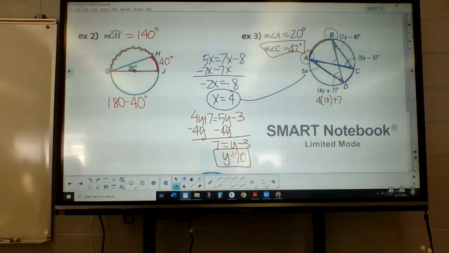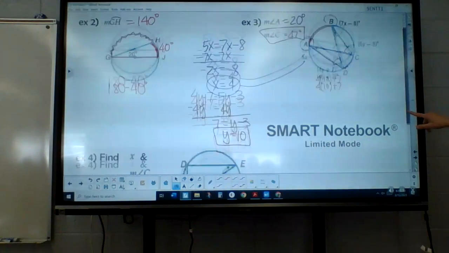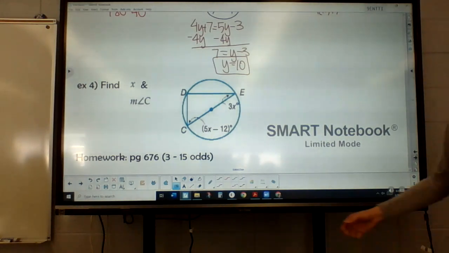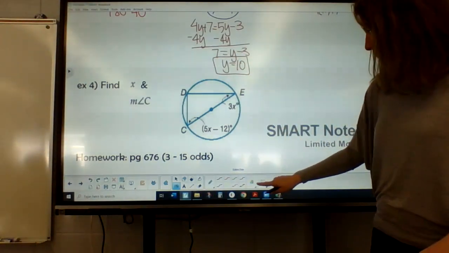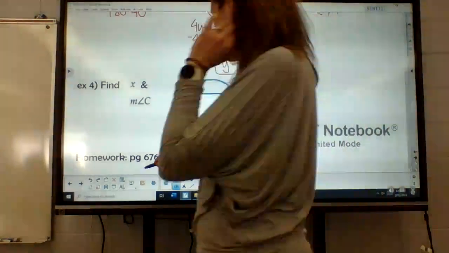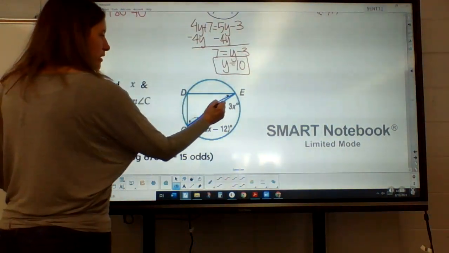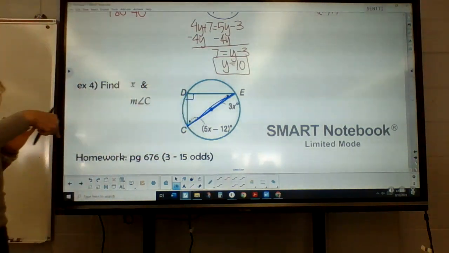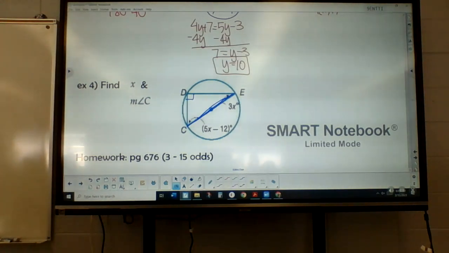Right? All right, our last question, you guys, is this inscribed triangle. So we have the triangle drawn within our circle. So this triangle is drawn in the circle. Now, guys, when the triangle is drawn with a diameter as a side, what do I know about the triangle? What has to be true of it? It's a right triangle. So if I have those other angles, what do I know about the three angles together? They're going to equal 180. So we're going to add them up to equal 180.